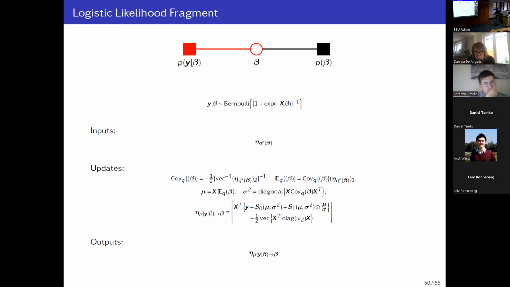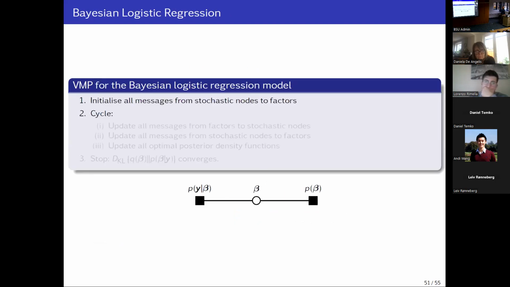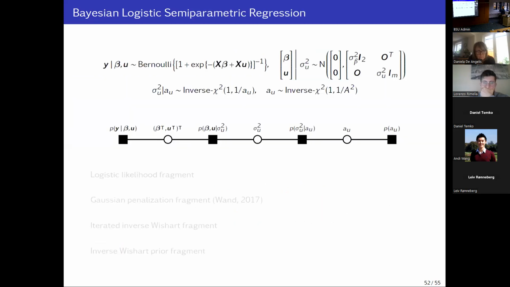Yeah, so these are the updates that we use. Obviously, we use our approximations for these functionals B0 and B1 to get us what we want. It's about these approximations here and how the integrals are close. And here's just the message passing algorithm that we use for the Bayesian logistic regression model. So that part's not that exciting.